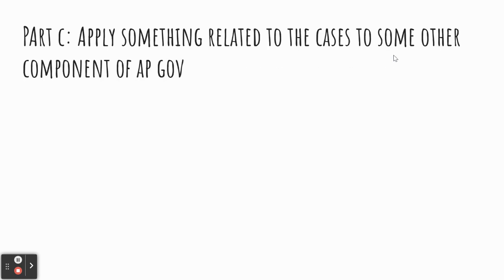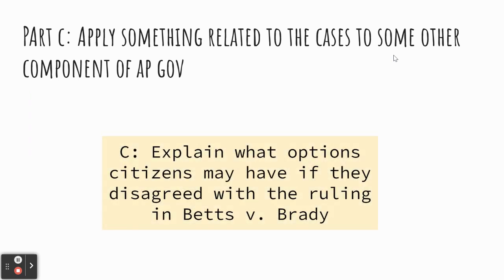And then Part C is usually something application related. It'll ask you to relate something involving the case to something else we talked about during the course of the year. Part A and Part B will almost always be the same. It'll just change out the name of the Supreme Court cases. Part C is what could potentially change.